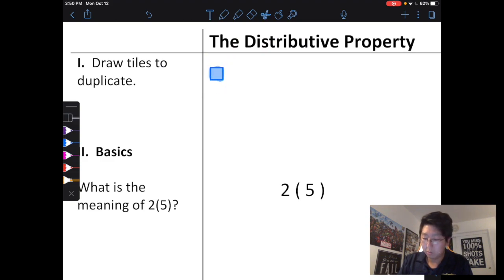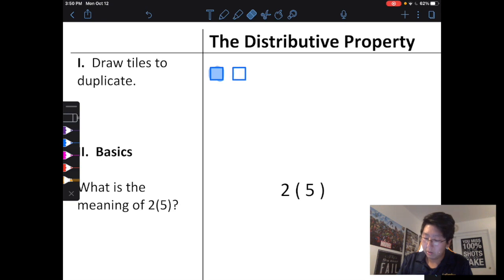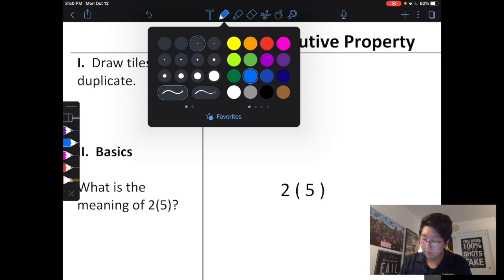If you don't know how to duplicate, I'm going to just take my scissors, circle around it, and then click on duplicate. Click on it and click duplicate. The reason why I duplicate is so I can erase my highlight. So there's a positive and negative tile here.